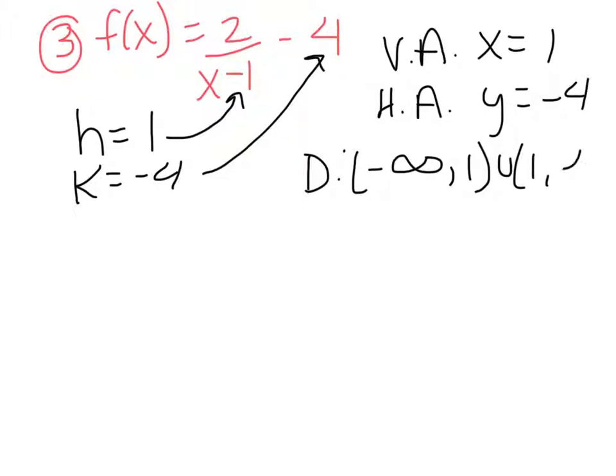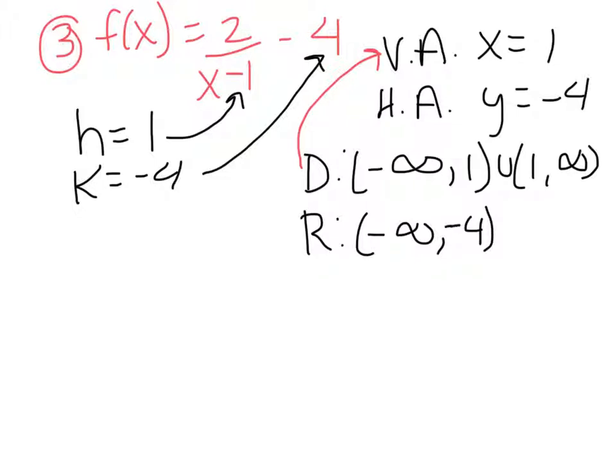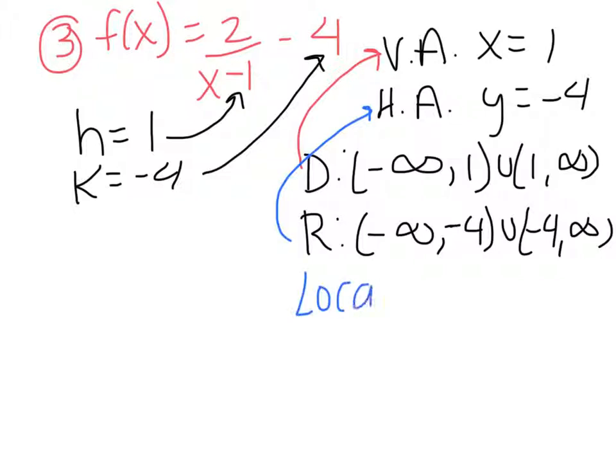union 1 to infinity. So remember, your domain is associated with your vertical asymptote. Our range is associated with the horizontal asymptote. So -infinity to -4, union -4 to infinity. So the range is associated with the horizontal asymptote. And then I forgot to write that the locator point is going to be the ordered pair (1, -4).